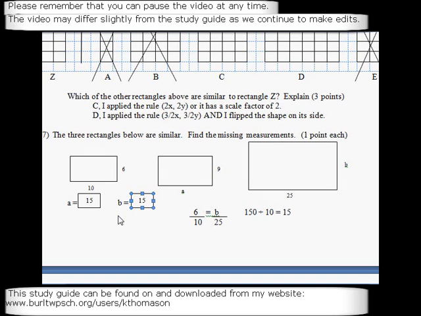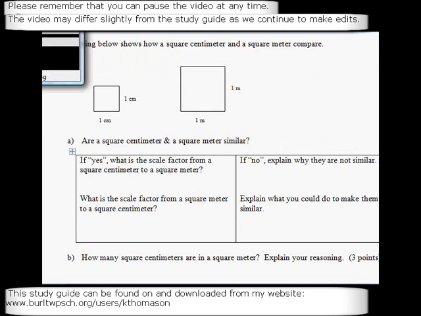Just coincidental came out the same. Okay? Alright, we're ready to move on. Number 8. The drawing below shows how a square centimeter and a square meter compare.